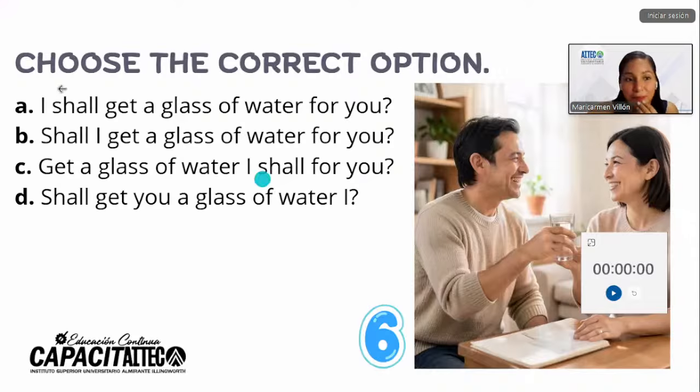Very good. Letter B. Should, modal verb, subject, en este caso es el pronombre. Get, main verb, el verbo en su base. Y bueno, pues ahí está el complemento.